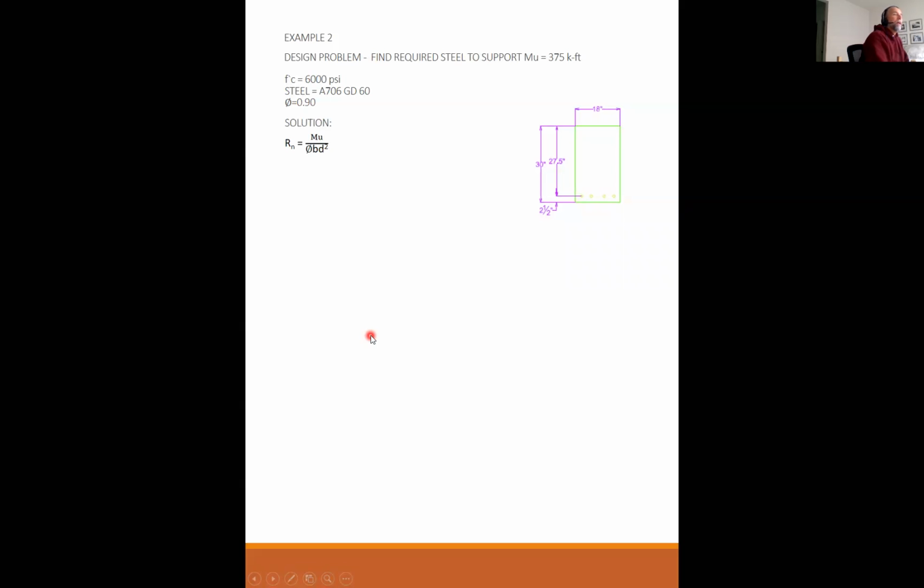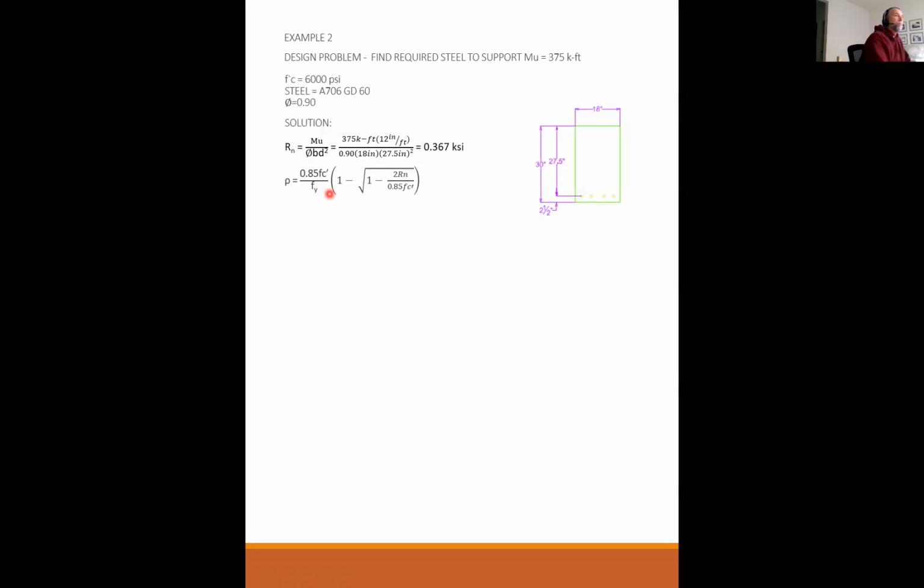Solution. I start with Rn equals Mu over phi BD squared, which is equal to 375. I want to put in my 12 inches per foot, to get everything in kips and inches. My phi is 0.9, my width is 18, and d is 27.5 squared. This equals 0.367 KSI.